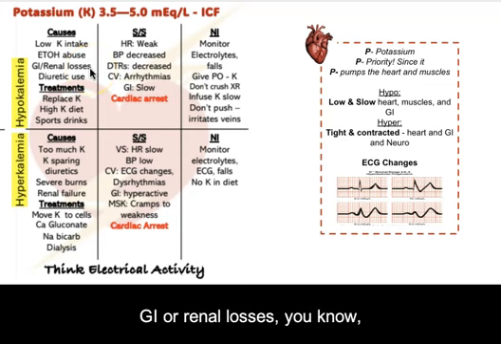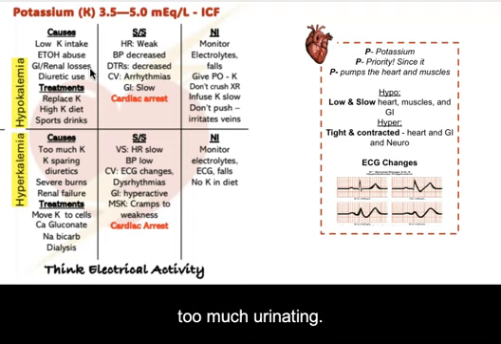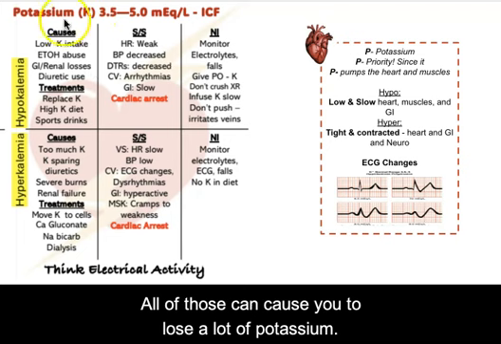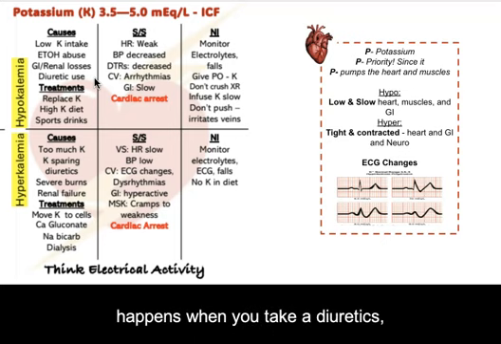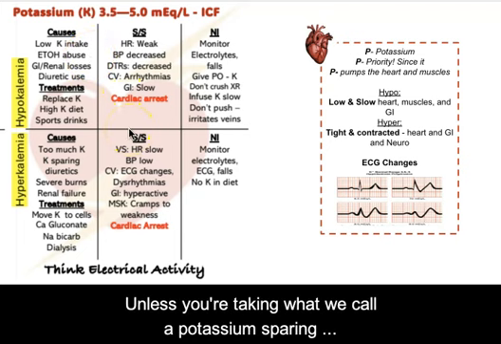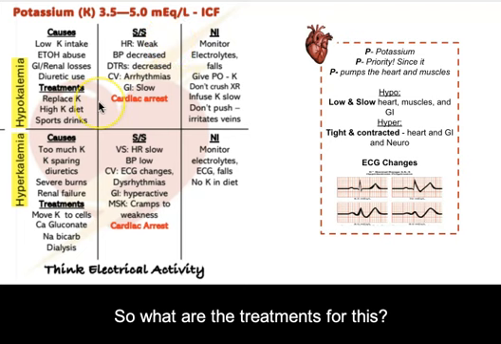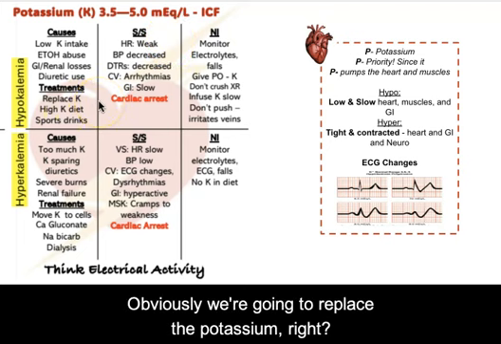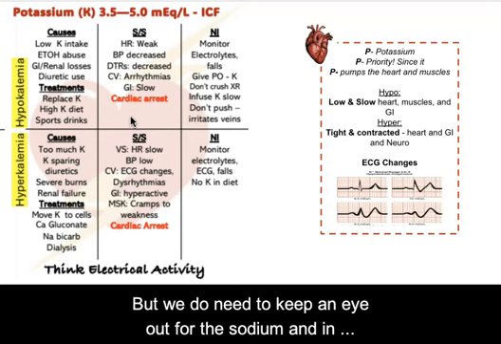GI or renal losses, like diarrhea or too much urinating, all of those can cause you to lose a lot of potassium. Diuretic use can cause you to lose potassium because what happens when you take a diuretic? You're going to pee a lot and you're going to lose potassium, right? Unless you're taking what we call a potassium-sparing diuretic, which we're going to cover in our pharm lab. So what are the treatments for this? Obviously, we're going to replace the potassium, right? Encourage a high potassium diet. For example, sports drinks, they have a lot of potassium, but we do need to keep an eye out for the sodium in them too, though.